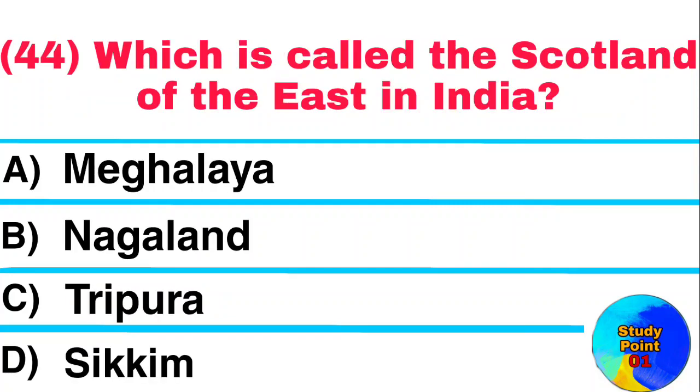Question. Which is called the Scotland of the East in India? A. Meghalaya, B. Nagaland, C. Tripura, D. Sikkim. Answer. Meghalaya.